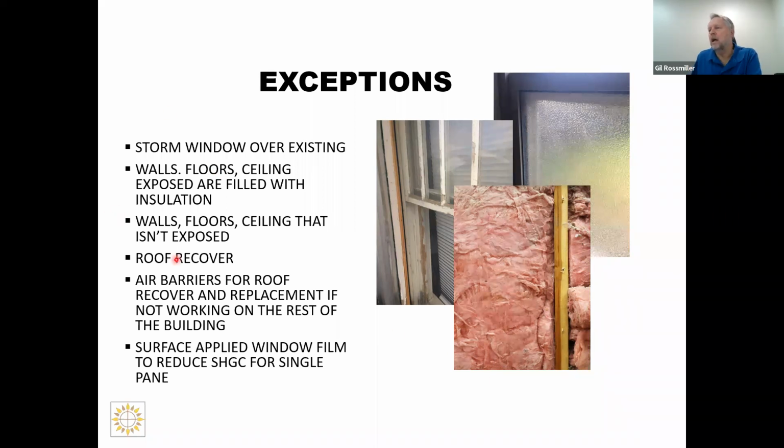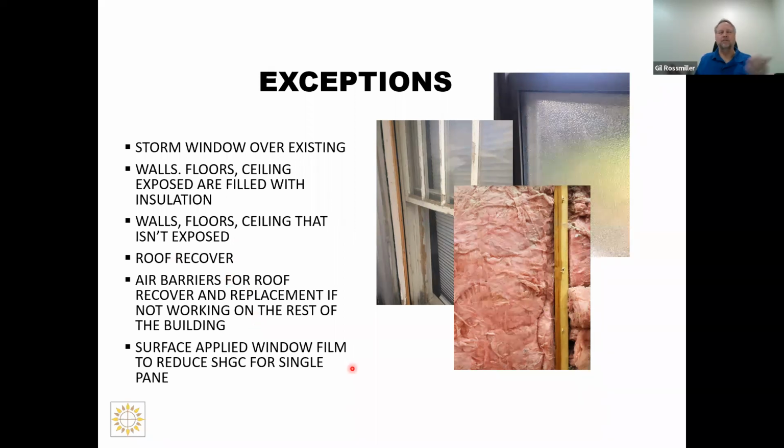All right. So that deals with this cavity piece of it. If we're just doing a roof recover, we're going to talk about repairs and how it deals with that in a few slides. Air barriers for roof recover and replacement, if not working on the rest of the building. So if I'm just doing a roof, I don't have to worry about whether it's airtight or not, and I'm not doing anything else to the building.